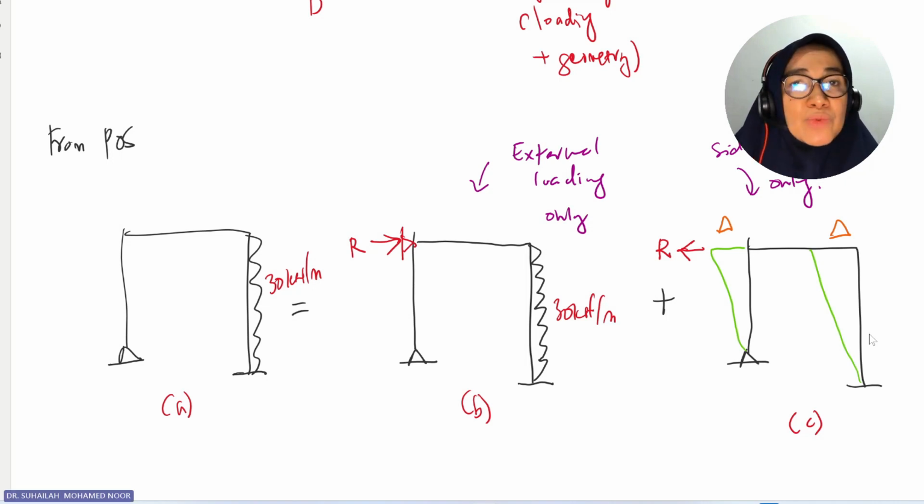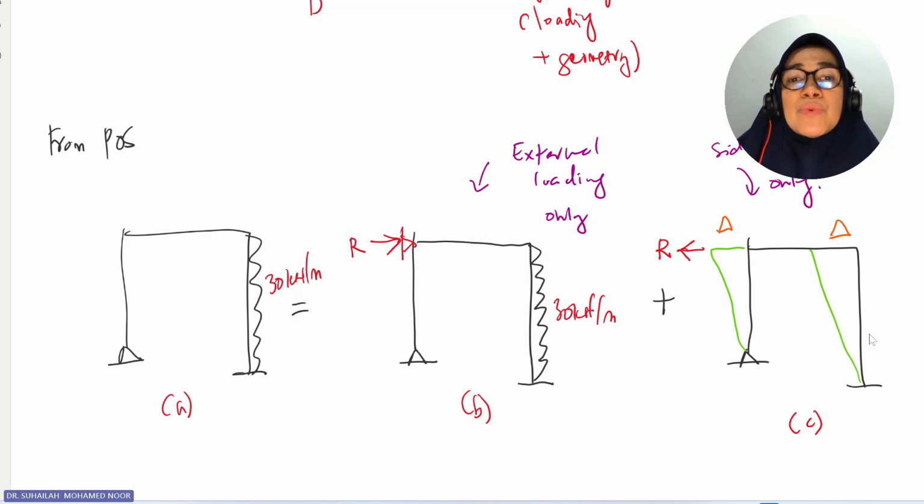So in side sway frame analysis, we will have two tables. One is table one, part one. Part one is analysis of non-sway frame, as shown in diagram B.